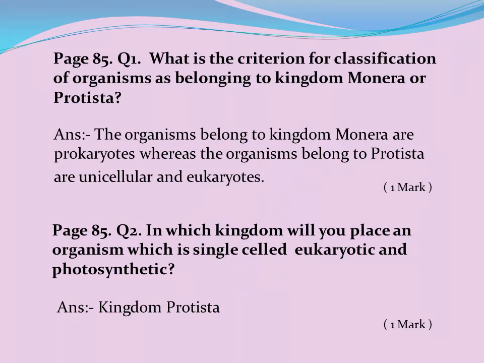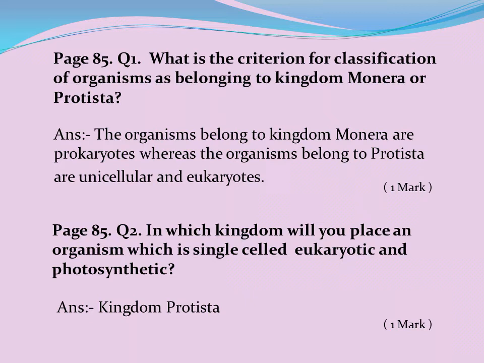Page number 85. Question number 1. What is the criterion for classification of organisms as belonging to kingdom Monera or Protista? Answer. The organisms belonging to kingdom Monera are prokaryotes, whereas the organisms belonging to Protista are unicellular and eukaryotes.